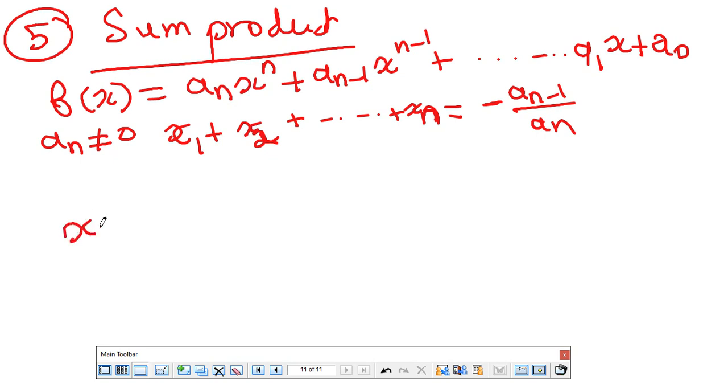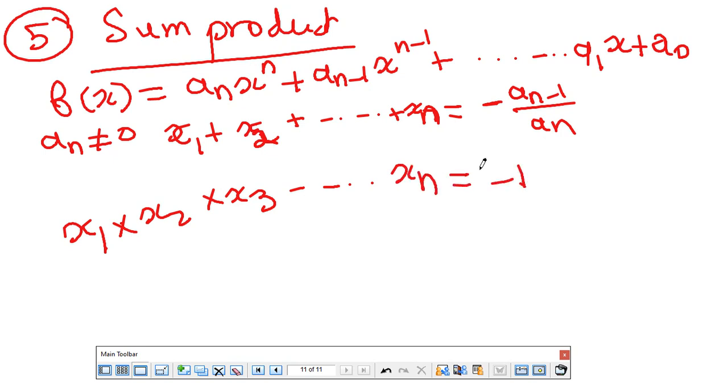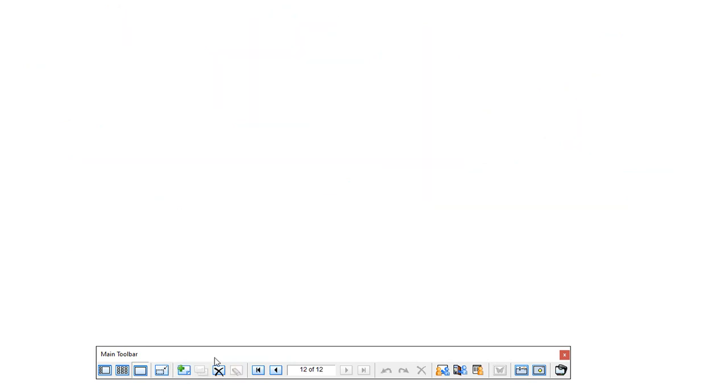And what is x1 times x2 times x3 till times xn? It's minus 1 exponent n, which tells me if it's minus or plus, times the constant that I have here. So it's a0 over the coefficient of the highest degree, an. That's it. So let's do an example for that, and we will be done with this lesson.